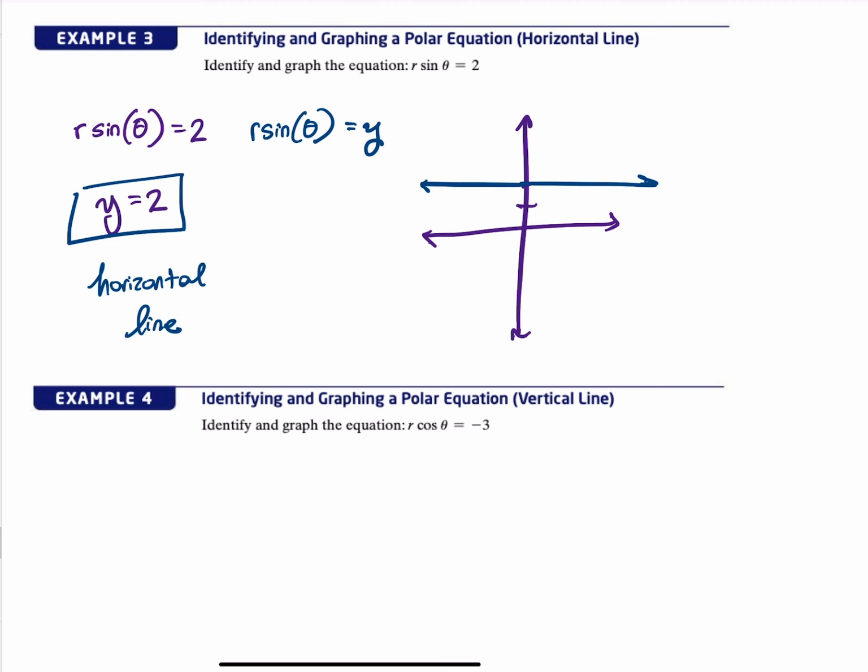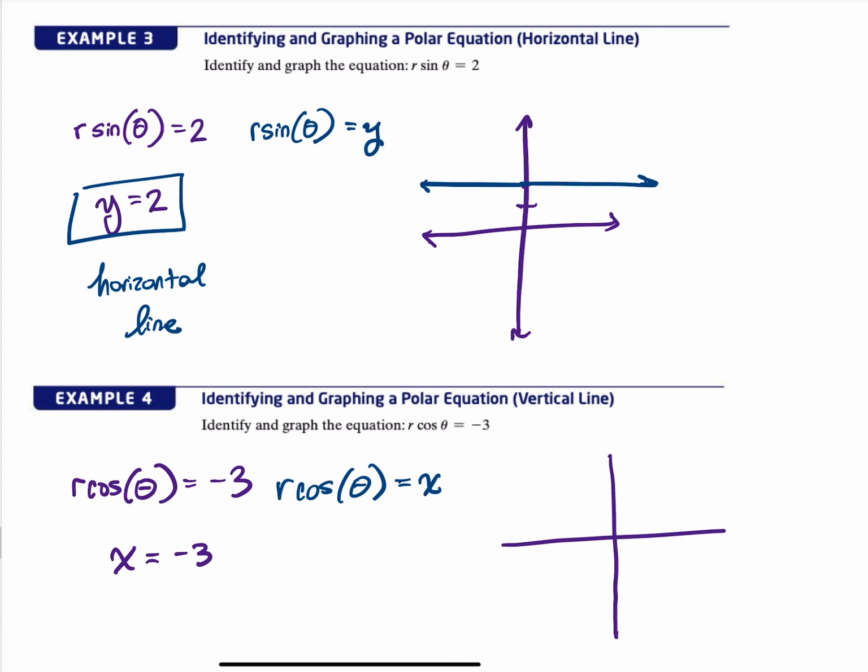And we can see the same thing for a vertical line. If we have something like r times the cosine of theta equals negative 3, we said previously r cosine was equal to x. So this translates to x equals negative 3. So that'll give us a vertical line going through negative 3 on the x-axis.